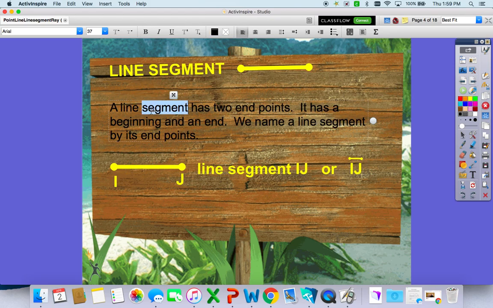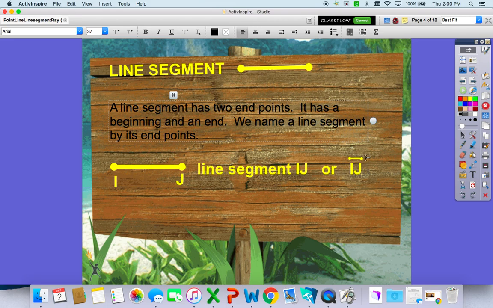A line segment has 2 endpoints. It has a beginning and an end. And we name a line segment by its endpoints. So if I look right here, I don't have any arrows. That tells me that this is not a line, but this is a piece of a line, or a part of a line, or a segment of a line. And right here, there's a point I, a point J. So I would call this line segment IJ. I could have the 2 letters right here and put the line segment symbol above it.